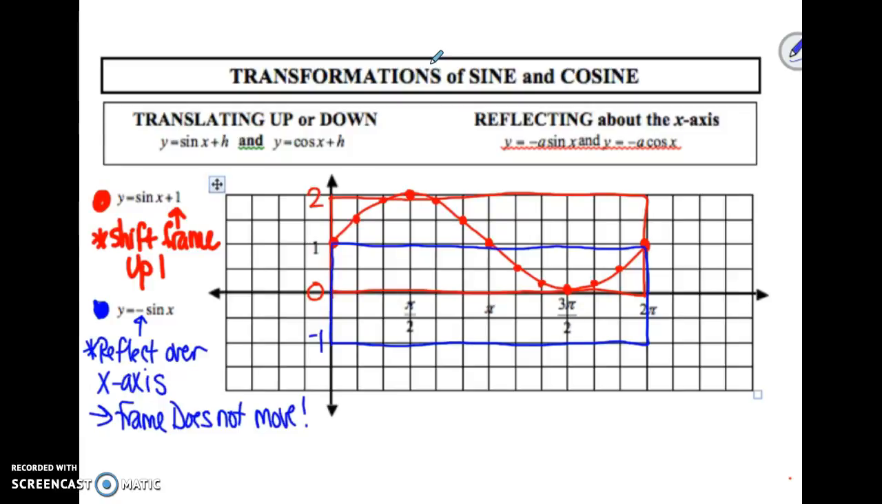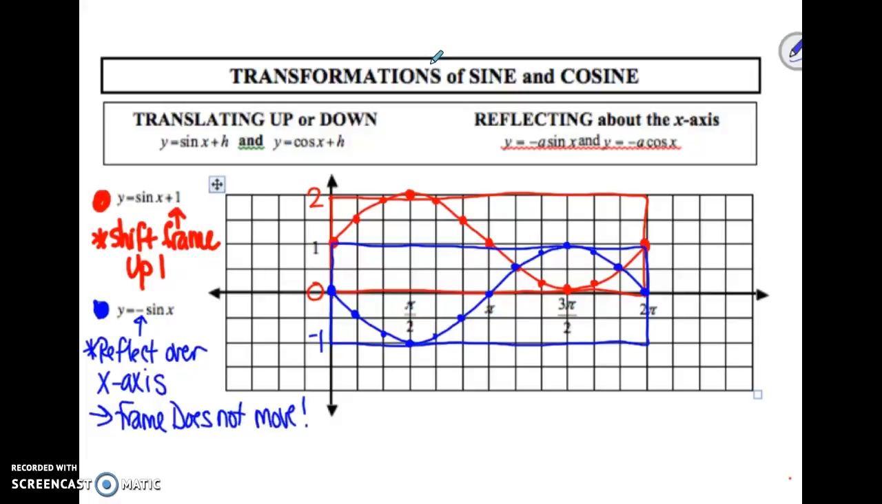Now I'm reflecting it over the x-axis. So basically my graph is going to be flipped over. Instead of going up first, it's going to go down first. Just plotting my normal points here, but I'm flipping the graph over. So here's the graph of my sine curve with a reflection over the x-axis.